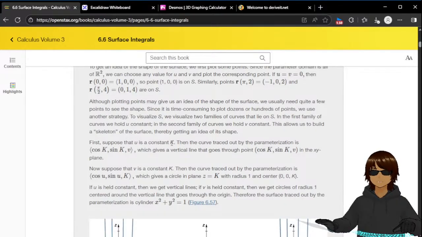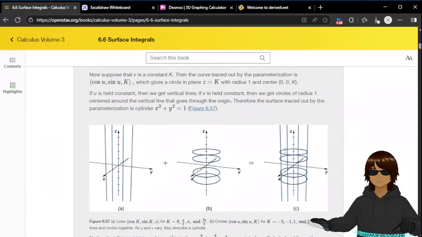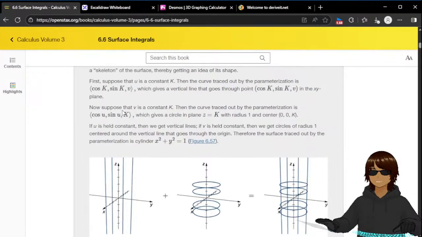First, suppose u is a constant k. The curve traced out by the parameterization (cos k, sin k, v) gives us a vertical line that goes through the point (cos k, sin k) in the xy plane. So on the xy plane, there are vertical lines, keeping sin k and cos k constant and changing v from minus infinity to infinity, we get these vertical lines for different constants of sine and cos.